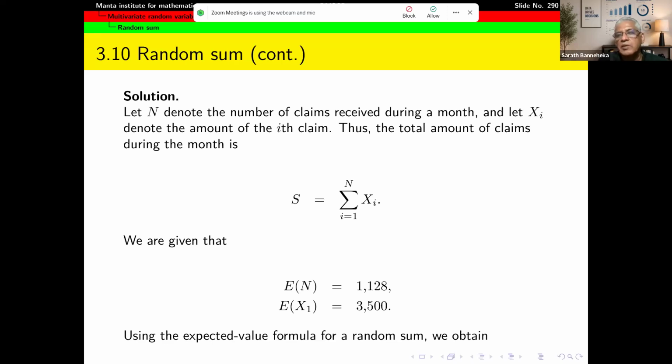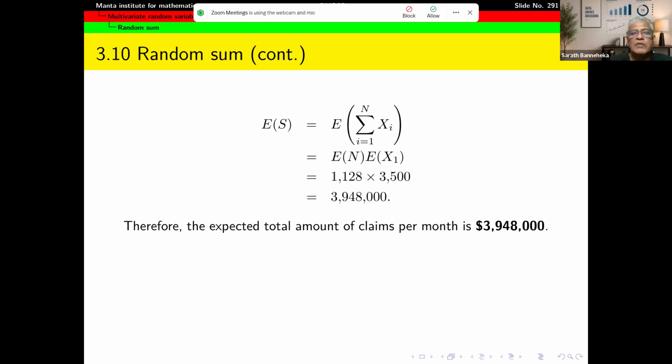So n is a random number, Xi is a random number. So we are interested in the total, right? A summation i from 1 to capital N of Xi, right? We are given that expected value of n is equal to this number, and expected value of the claim is equal to 3,500. So using the formula, we can directly get expected value of the sum of the claims per month is this number here in dollars. So that's a very straightforward example.